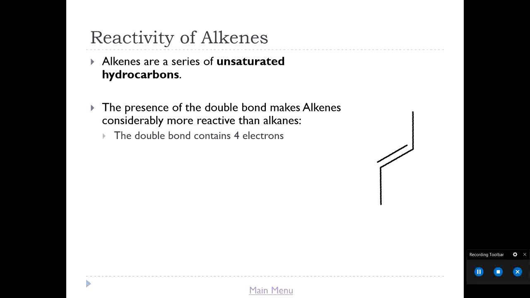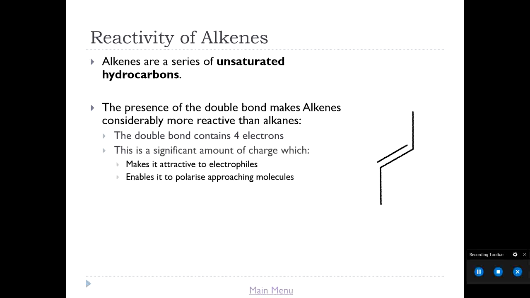Okay, so we have a bunch of electrons built up in the same area, so a very electronegative region on these molecules. Okay, so this is a lot of charge built up in one spot. It makes it very attractive to what we call electrophiles. So an electrophile is something seeking electrons or seeking that negative charge. And it enables it to polarize approaching molecules. We'll see this a little bit later when we get into the actual reaction mechanisms, why that polarizing of other molecules is important.